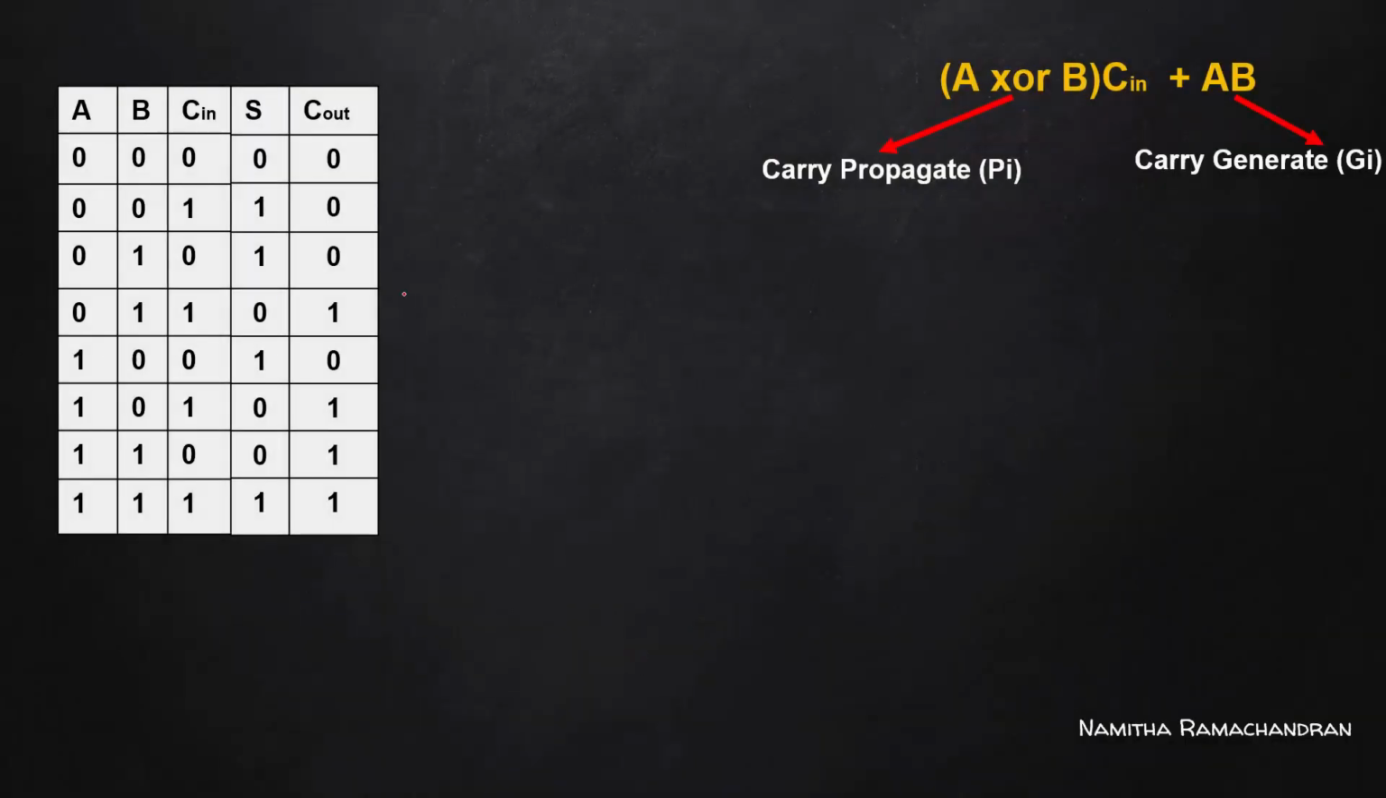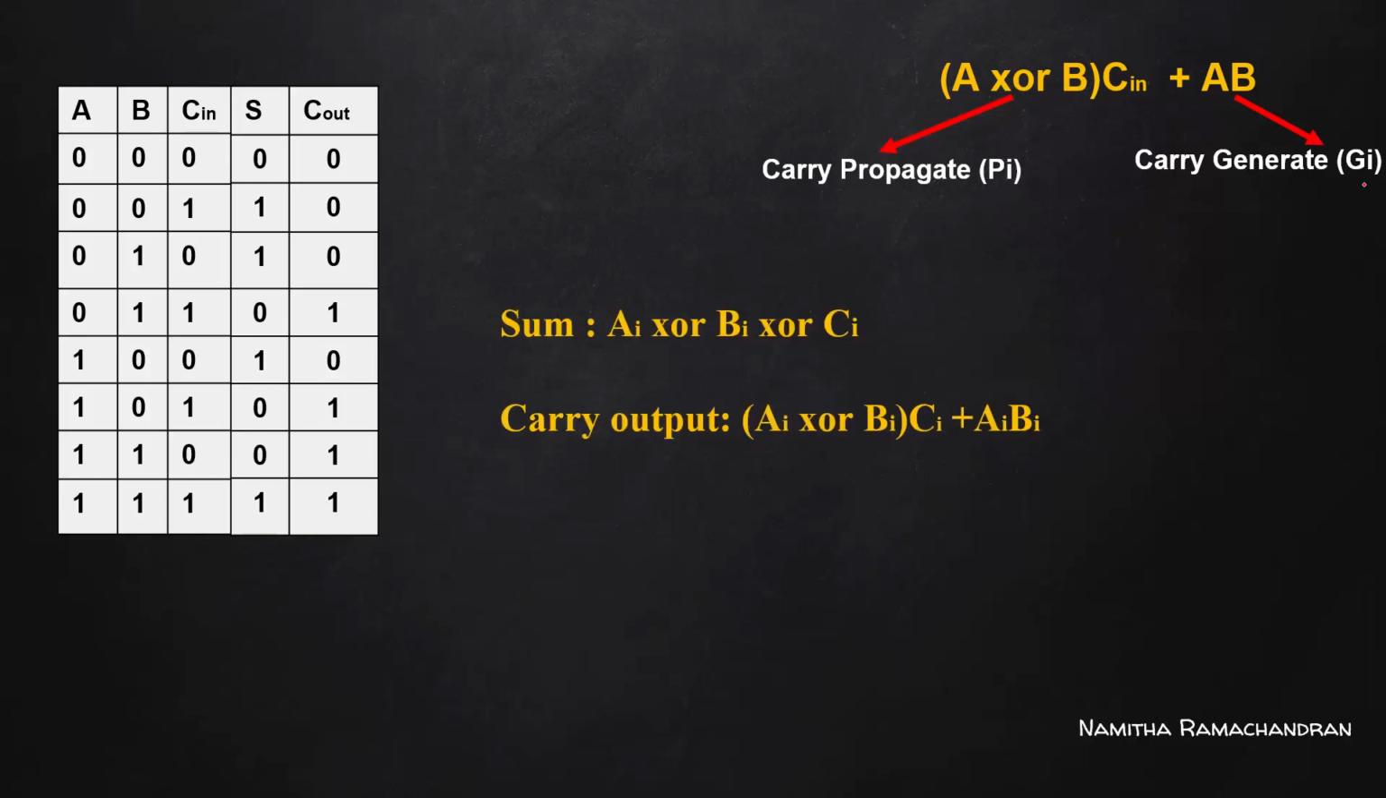So now we can write the expression for Cout and our sum using this carry propagate and carry generate. Once again, carry propagate is the term A XOR B and carry generate is A AND B. Carry propagate can be represented using Pi, carry generate using Gi. We have already learned the full adder circuit. The sum is Ai XOR Bi XOR Ci. Carry output is (Ai XOR Bi) AND Ci, OR Ai AND Bi.